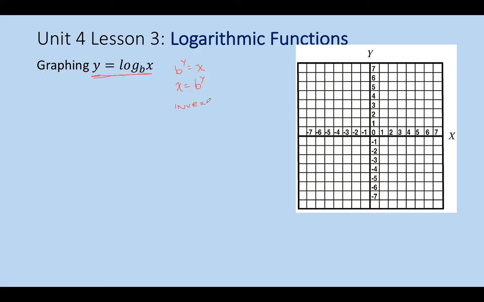And that might make it easier to graph. It might be easier to graph the inverse. Remember, the inverse, we just switch the x and the y. And so when we switch the x and the y, we wind up with y equals b to the x. Hey, that's just an exponential function, which is what we graphed yesterday. And that's pretty easy with the y-intercept being here and b being the rate.